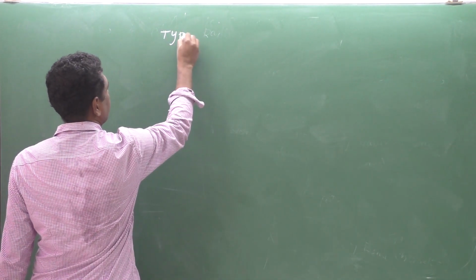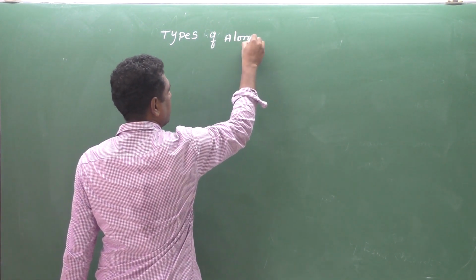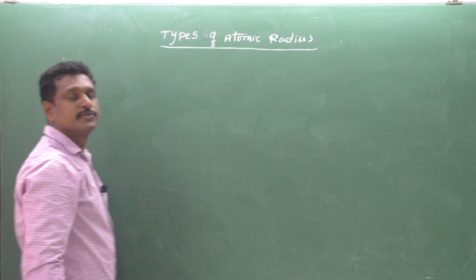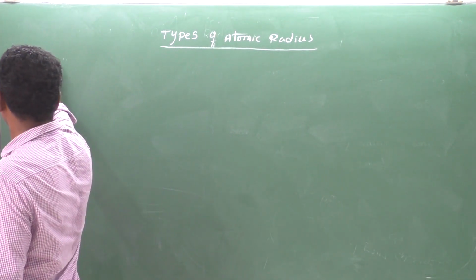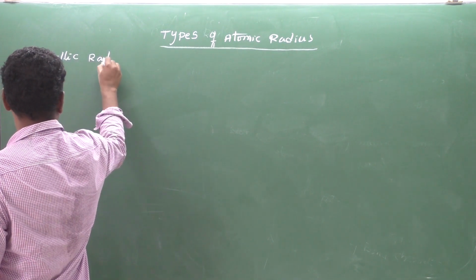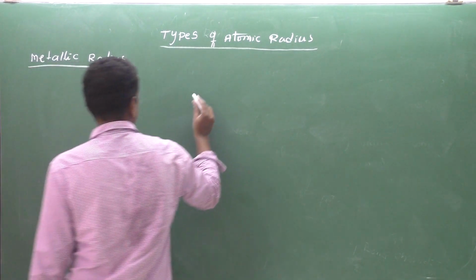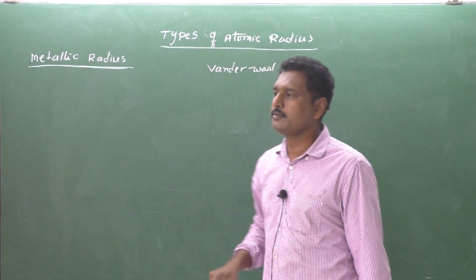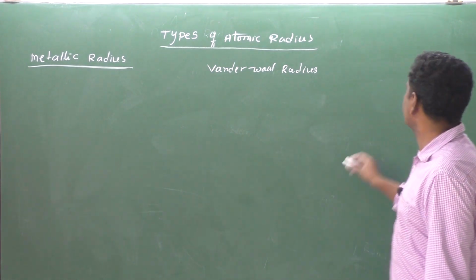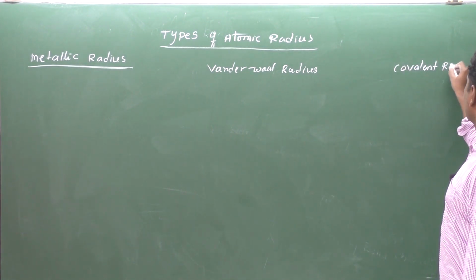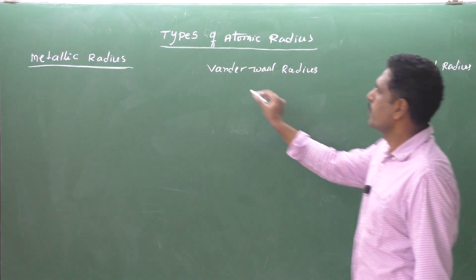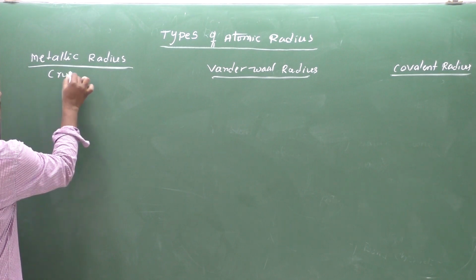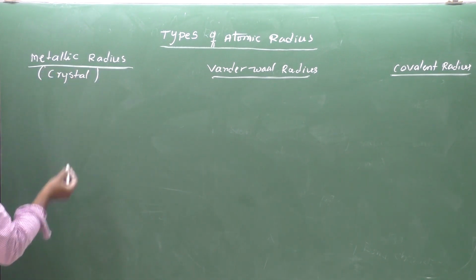So, types of atomic radius. These are three types. First one, metallic radius. Next one, van der Waal radius. Next one, covalent radius. So these are three types. Metallic radius is also called crystal radius. What is metallic radius?